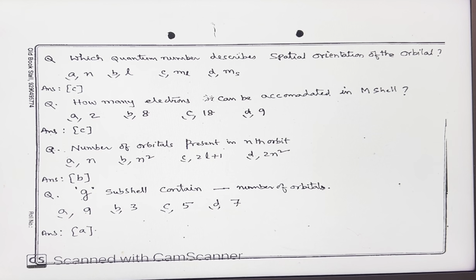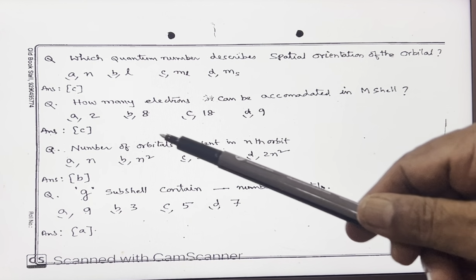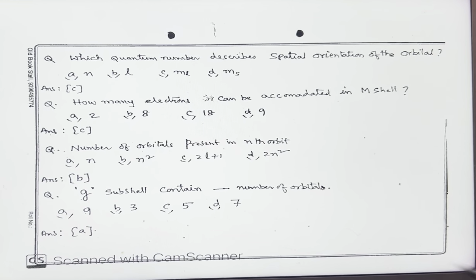Next one is, how many electrons can be accommodated in M shell? A 2, B 8, C 18, D 9. The answer is C. Number of orbitals present in nth orbit: n, n square, 2n plus 1, or 2n square. The answer is n square.